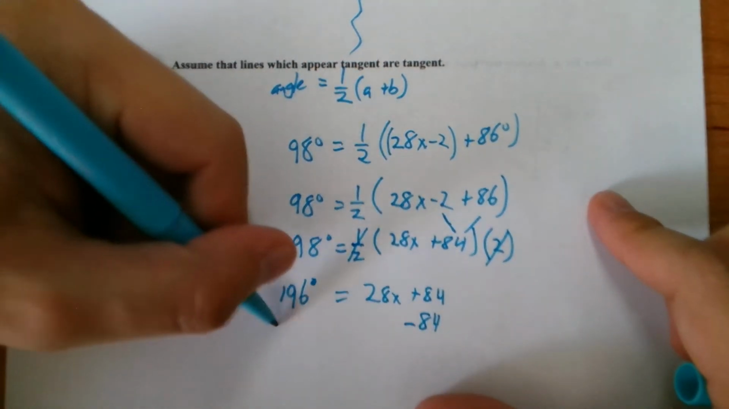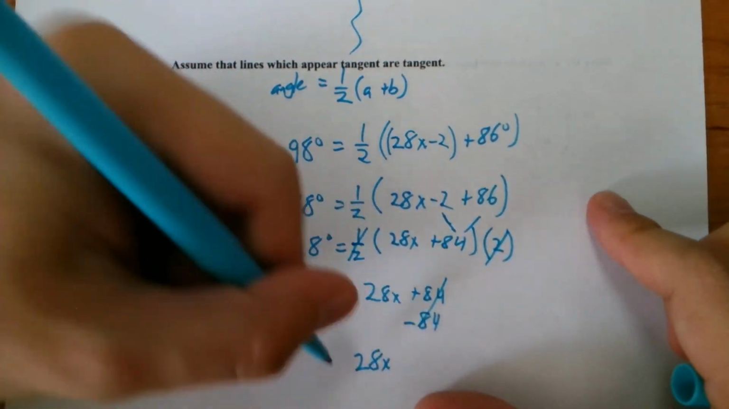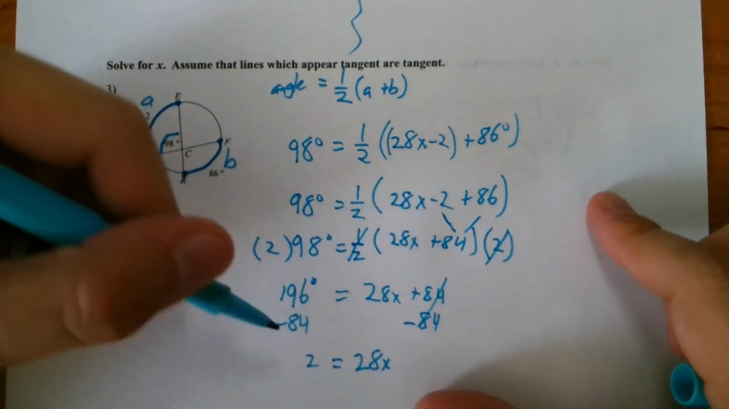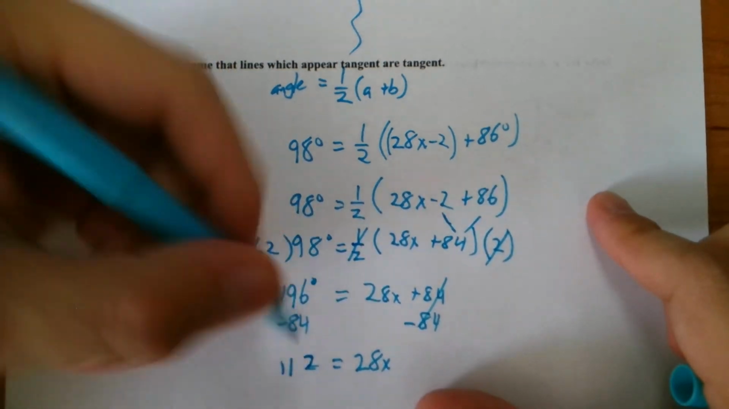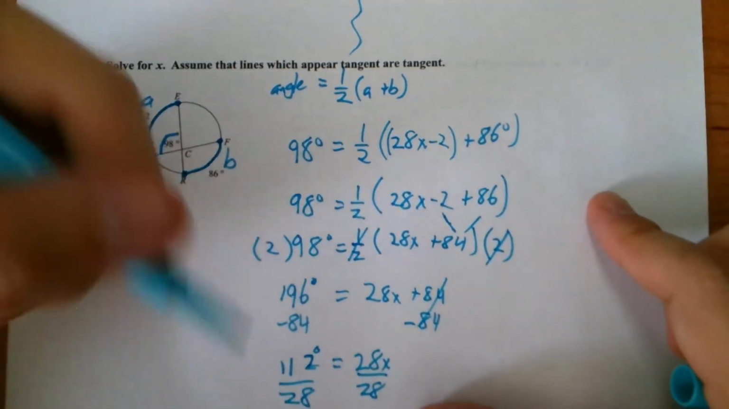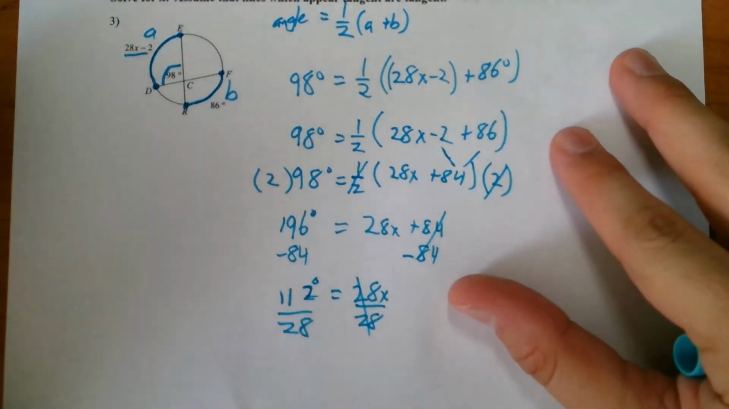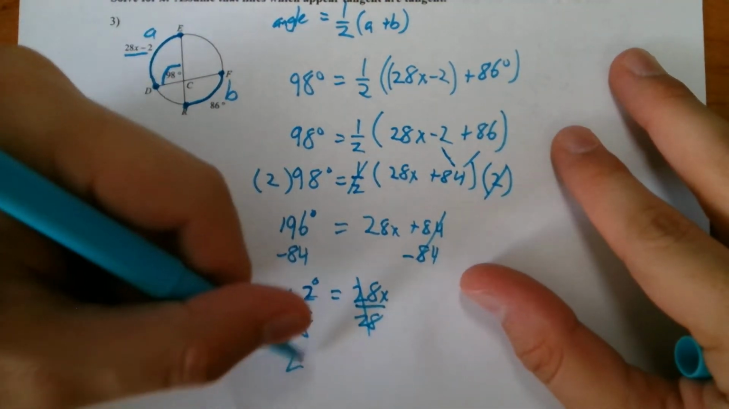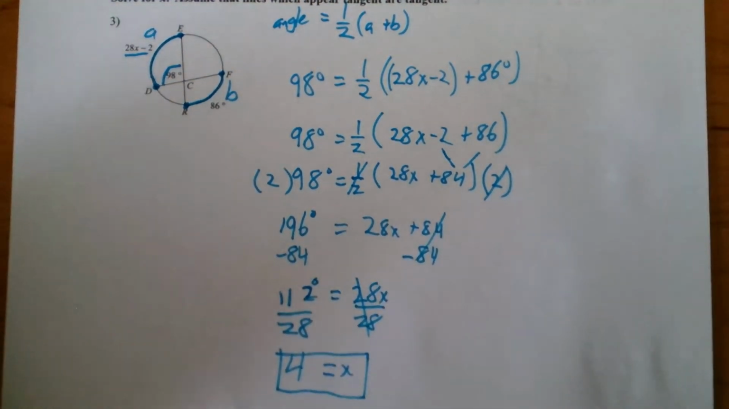Subtract your 84 from both sides. That leaves me with 28x equals 6 minus 4 gives me 2, 19 minus 8 gives me 11, so 112. And last but not least, divide by 28. Alright, let me move this up. That cancels out this 28. And then how many times does 28 go into 112? The correct answer would be 4. X is going to be equal to 4.